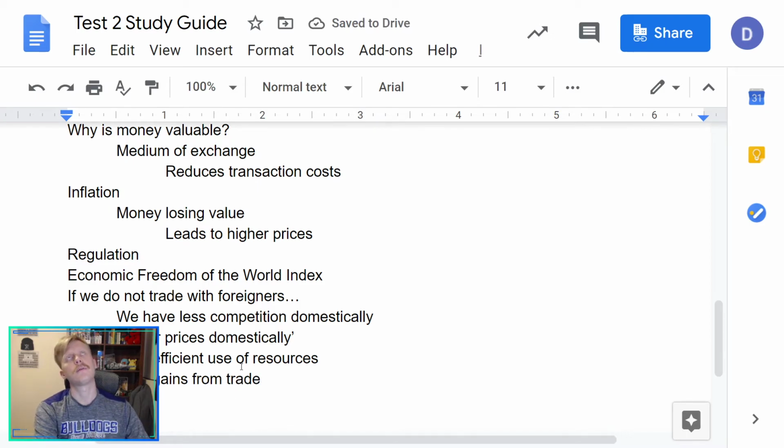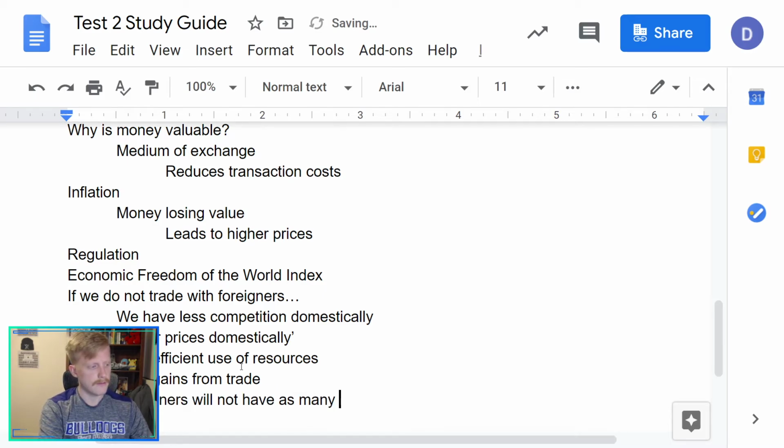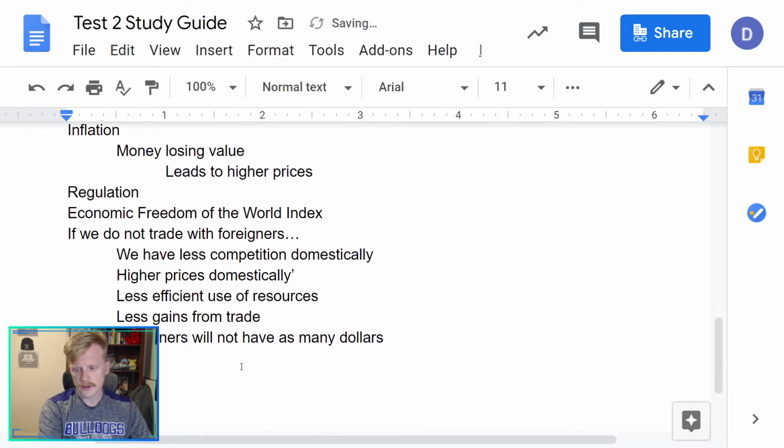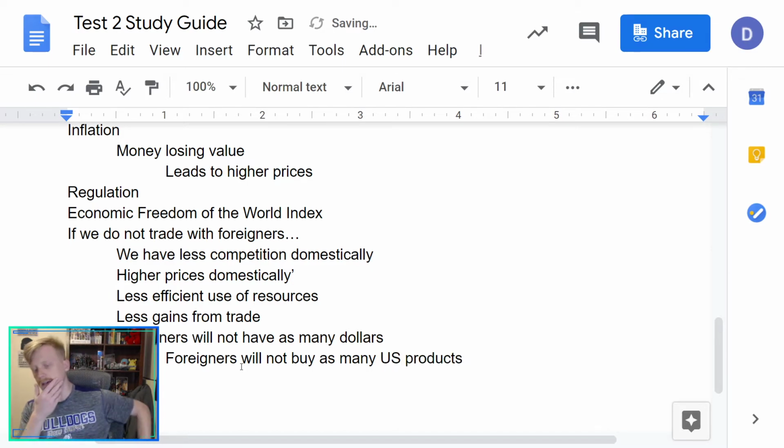Another thing that we didn't talk about in class, and that I'm probably going to talk about even with my in-class students as I make this the in-class version of this. The other thing that's going to happen is foreigners will not have as many dollars. And if they don't have as many dollars, what does that mean, guys? Foreigners will not buy as many U.S. products, right?